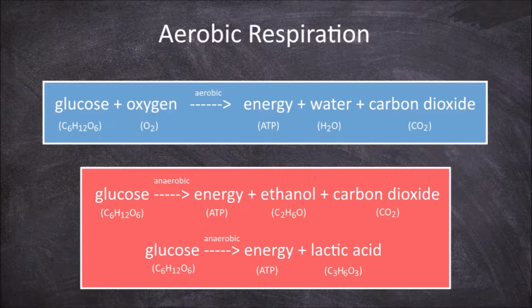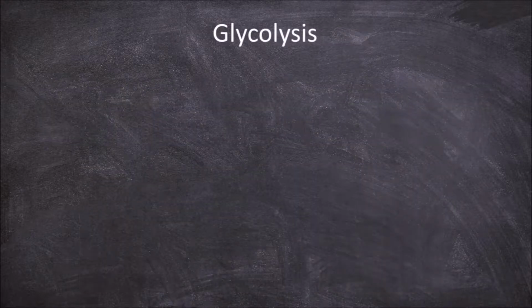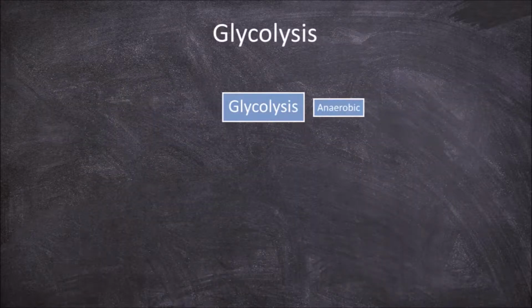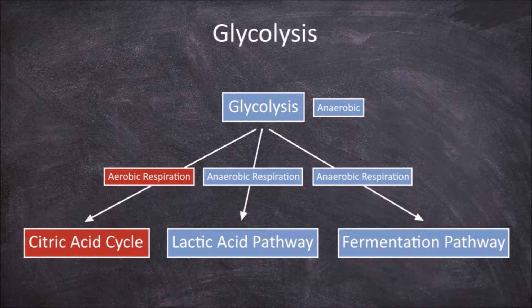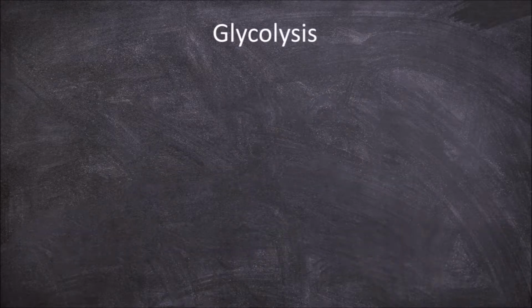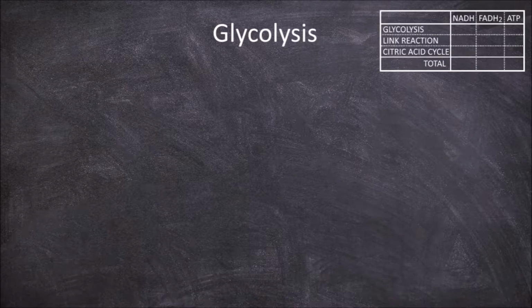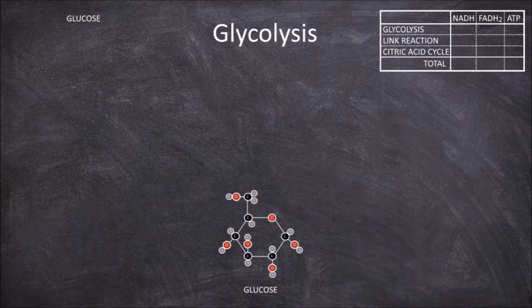Aerobic respiration starts with glycolysis. Glycolysis itself is an anaerobic process and can be part of the aerobic or anaerobic pathways. As we move through aerobic respiration, we are going to keep track of how many NADH, FADH2, and ATP are used and produced. In glycolysis, we start in the cytosol of the cell with a single molecule of glucose. There are 10 steps in glycolysis.